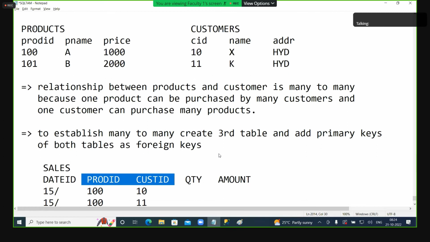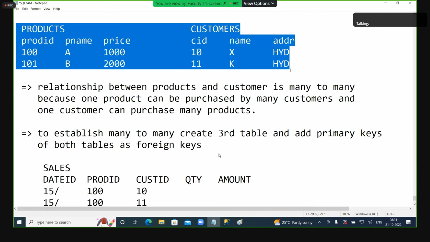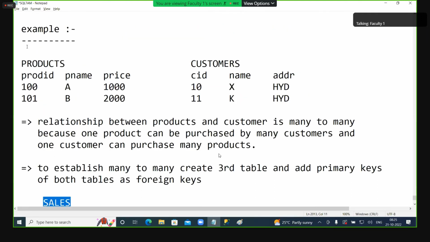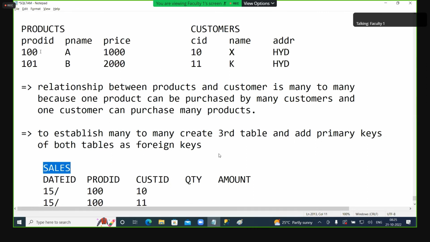Relationship is not directly there between these two tables. Relationship is there through what? A third table. Okay? So actually, relationship is there between products and sales, and between customer and sales. What is the relationship between product and sales? One product, many sales. And between customer and sales? One customer, many sales. So the relationship is one to many. So we are breaking the many to many relationship into two one to many relationships. Okay.